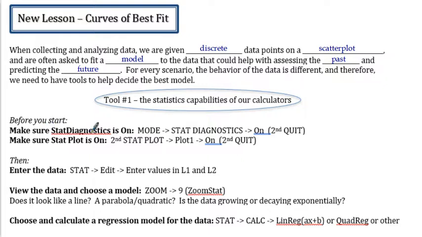Make sure stat diagnostics is on, and we do that by pushing the mode button, going to stat diagnostics, and making sure that it's on, and then second quit. And then make sure stat plot is on. So we go second stat plot, that's on the y equals button, plot 1 or any of the plots, and turn them on, and then second quit. I'll show you what that looks like on my calculator here.